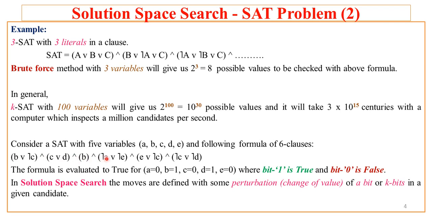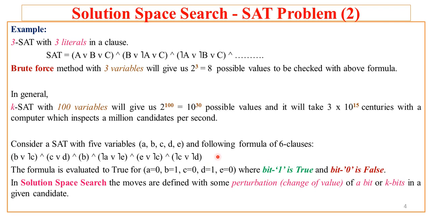And negation of A is 1 or 1 is also 1. So this is true. So true and true and true. So up to this point, everything is true. So E is 0. So 0 or negation of 0, 1. So 0 or 1 is 1. That is true. And this will also get evaluated to true. So with this particular bit combination, that is 0, 1, 0, 1, 0, this formula is evaluated to true.